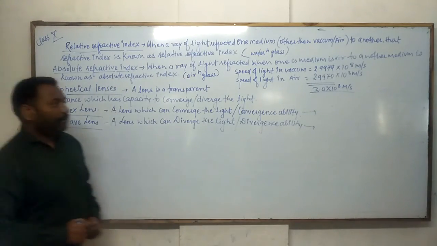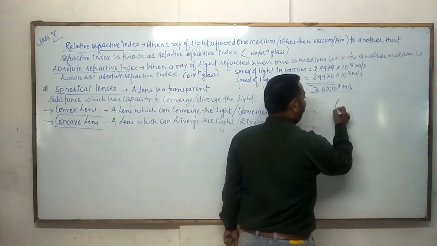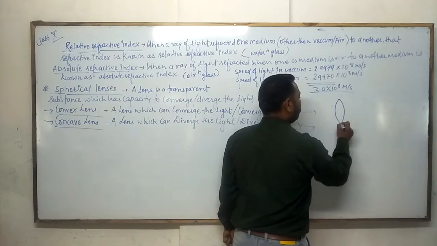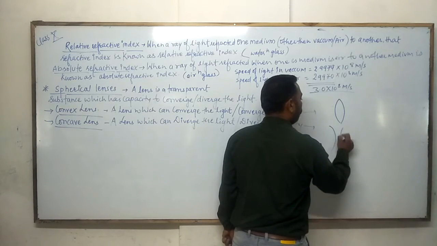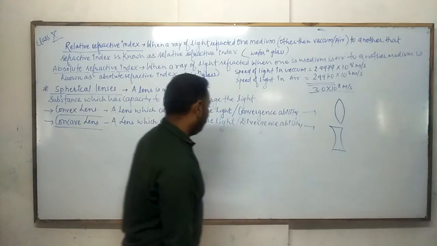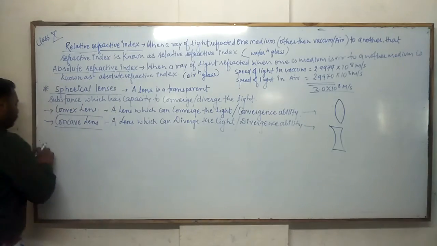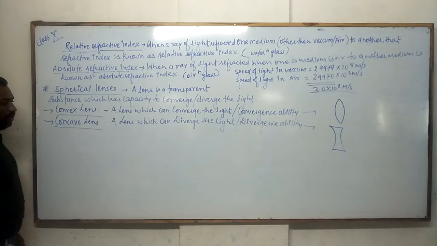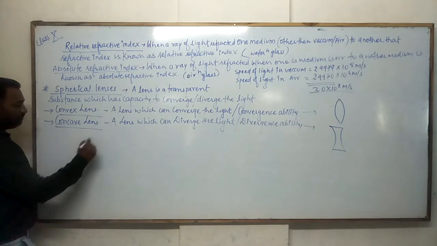So now we are talking about the shape of the convex lens and concave lens, okay. So this is the convex lens and this is the concave lens, okay. So now some terms regarding these lenses we are studying here, okay.